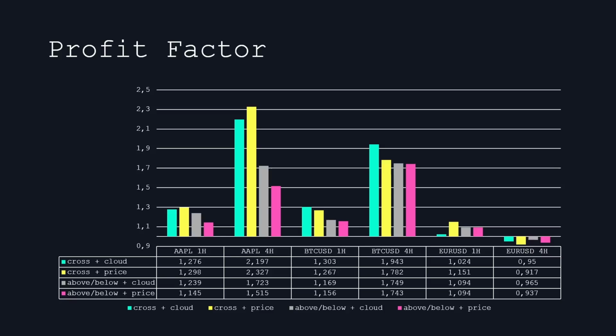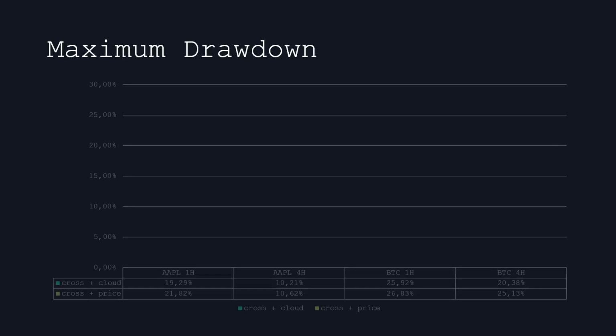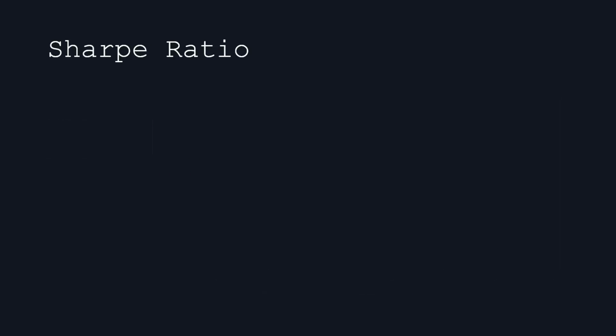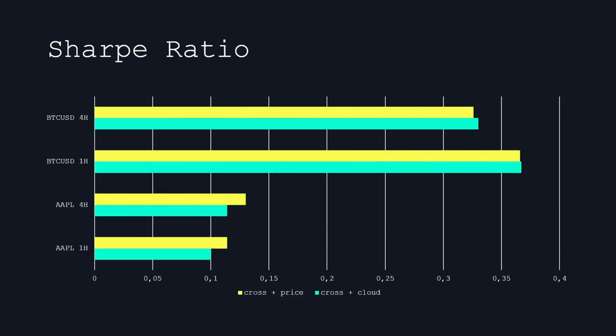So if we focus on the options and compare the results of both the cross option against the above below option, we can see that always the cross option achieved better results. So let's have a look at the maximum drawdown of the two variations with the cross option and only the Apple and Bitcoin results. At all 4 charts, the cross plus cloud strategy had achieved a lower maximum drawdown compared to the cross plus price strategy. And finally, let's have a look at the Sharpe ratio. Here we can see that the strategy achieved a much better Sharpe ratio at the BTC USD than on Apple.